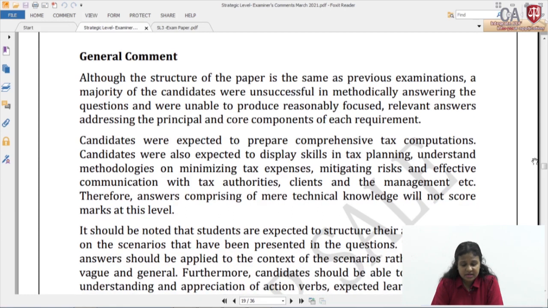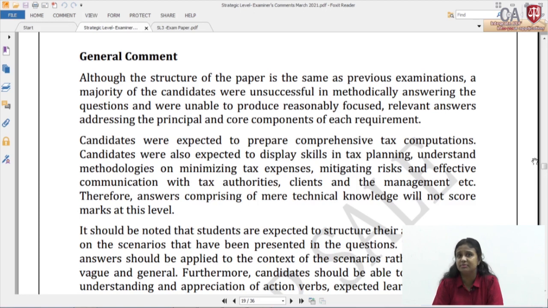Then candidates were expected to prepare comprehensive tax computations. You are allowed to do that. Then the 30 marks go to that part, and not only the 30 marks part on company taxation, resident company taxation, but also value added tax and non-resident taxation. You have to do the comprehensive tax computation. It's not easy.